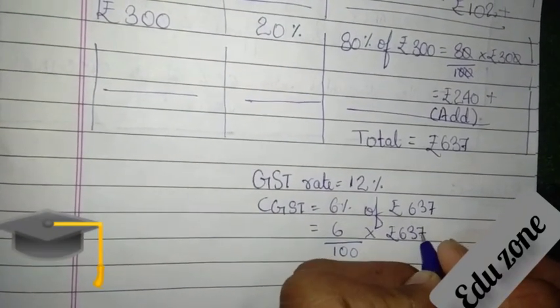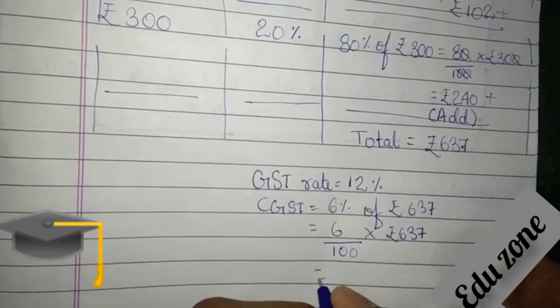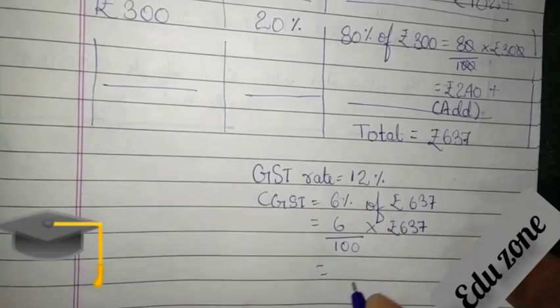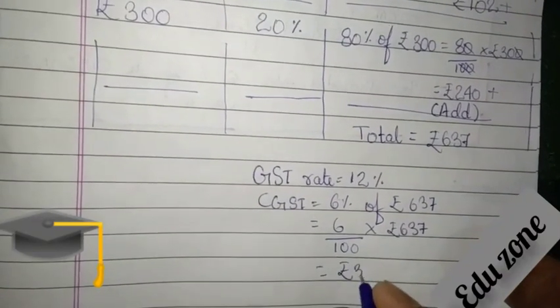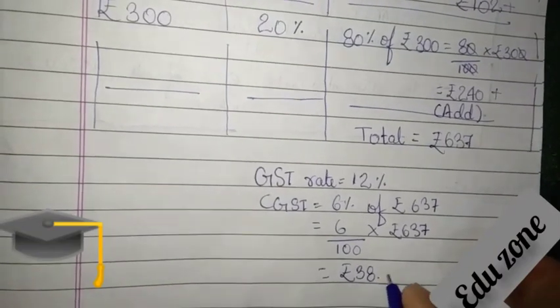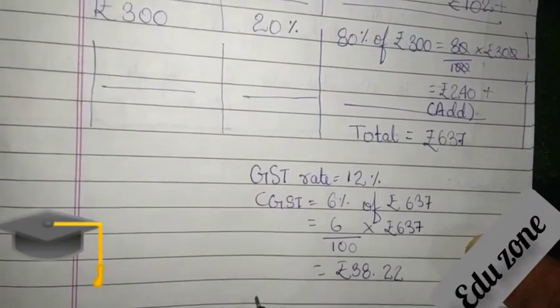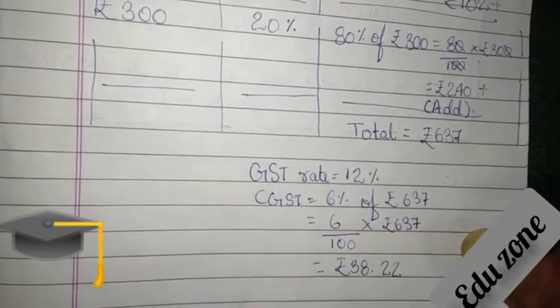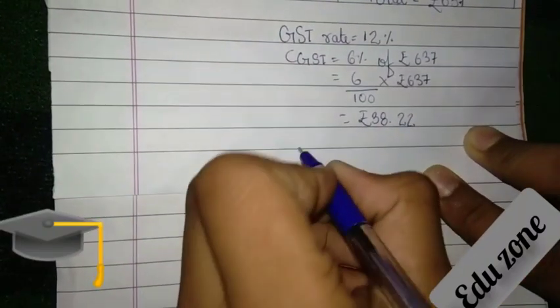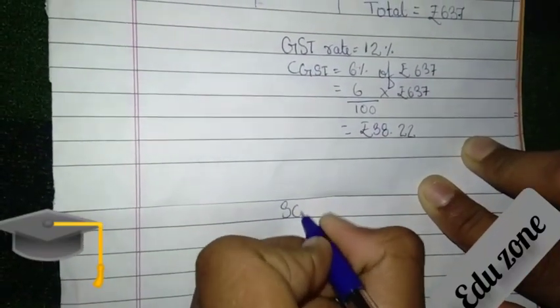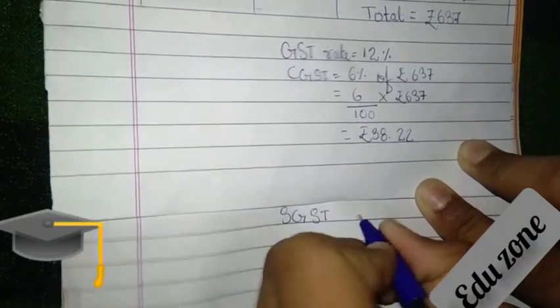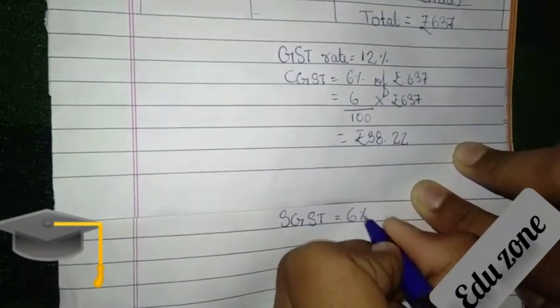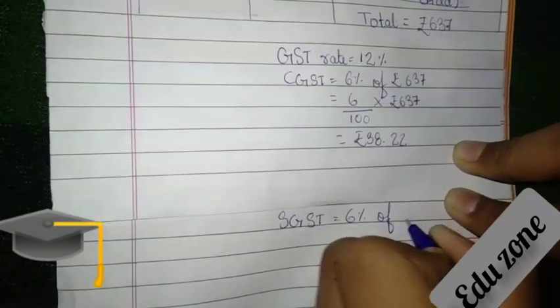So CGST, the GST tax, is calculated on the discounted value, and the total discounted value is rupees 637. So CGST is equal to 6% of rupees 637, isn't it? Then CGST is equal to 6% of rupees 637, which is equal to 6 by 100 into 637, which is equal to rupees 38.22.